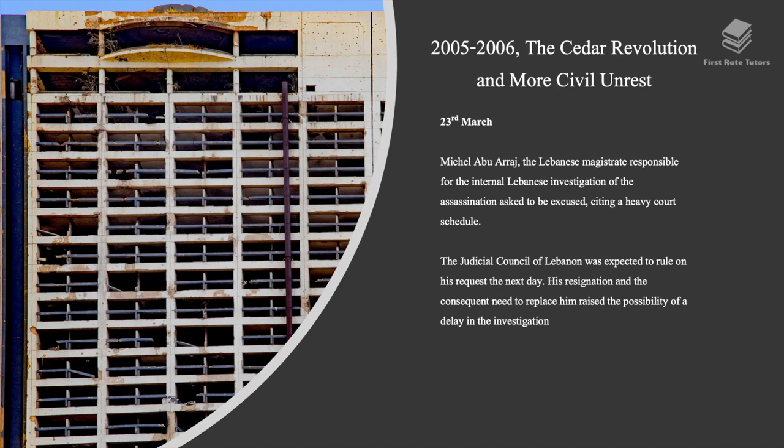On March 23rd, Michel Abu Araj, the Lebanese magistrate responsible for the internal Lebanese investigation of the assassination, asked to be excused, citing a heavy court schedule. The Judicial Council of Lebanon was expected to rule on his request the next day. His resignation and the consequent need to replace him raised the possibility of a delay in the investigation.